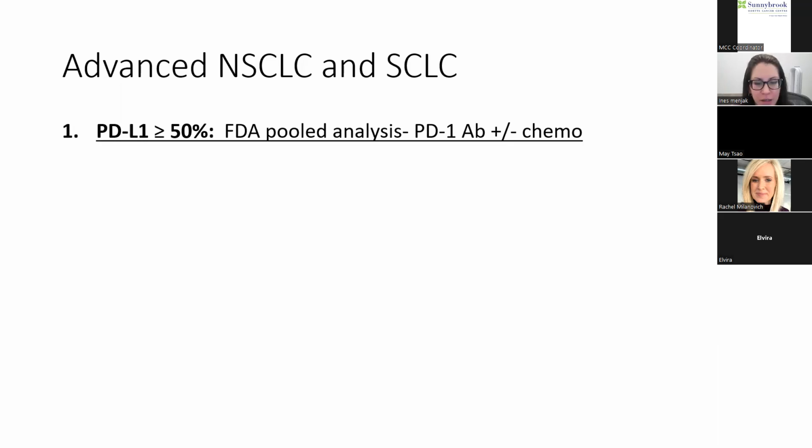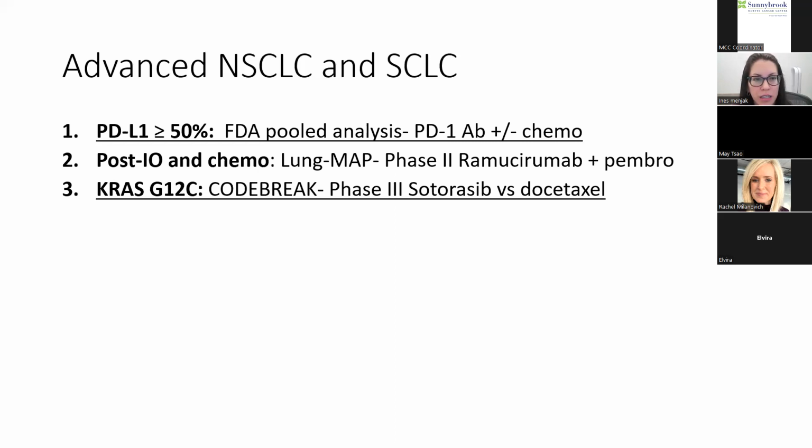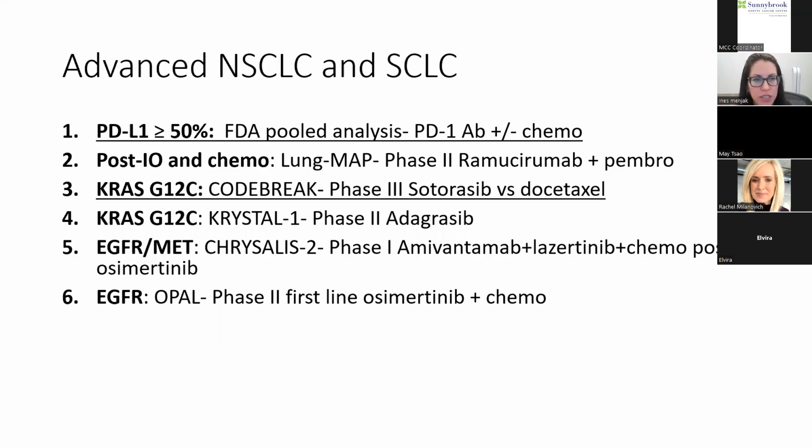I just wanted to highlight a couple of the underlying studies here that I think may be practice changing. We're looking at the group of patients with PD-L1 greater than 50%. We'll talk about this study. There is also something new for patients post progression on IO, with chemo or sequential, highlighting this study, which is a phase 3 of sotorasib for patients with KRAS, as well as another phase 2 study. For patients with EGFR mutations, we had some phase 1 and phase 2 studies presented at the various conferences that we'll go over.